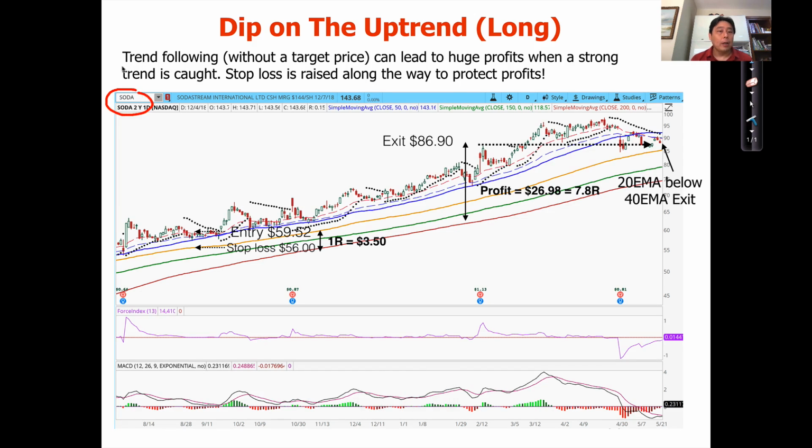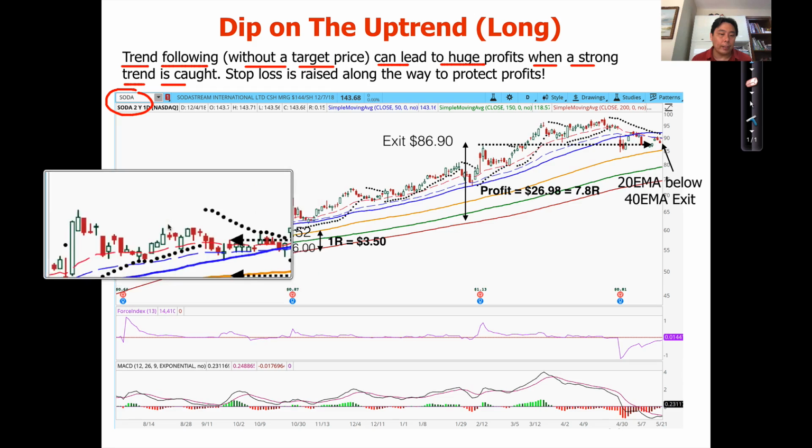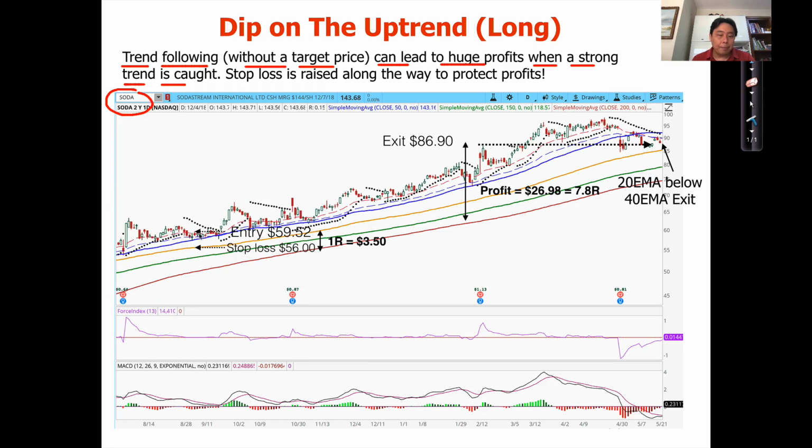And like I mentioned, trend following without a target price can lead to huge profits when a strong trend is caught. And again, you never know when it's going to happen until it happens. All right. So in this case, let me just zoom in over here. You would enter the trade as it bounces off the moving average. You enter over there, the stop loss over there. So in this case, your 1R would be 350.